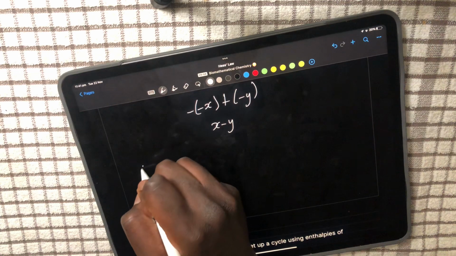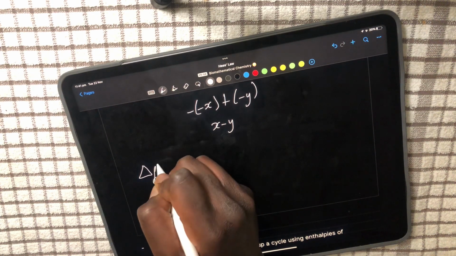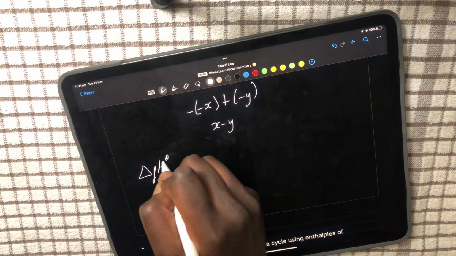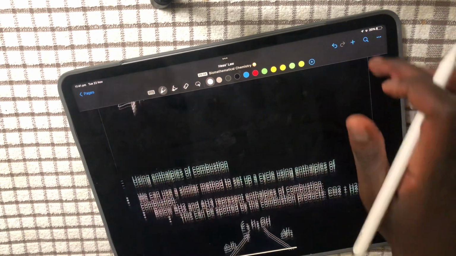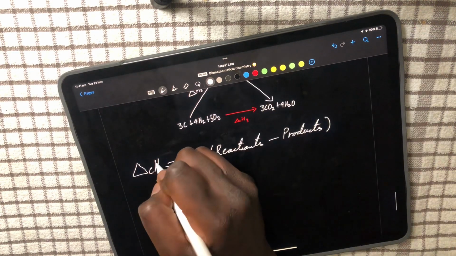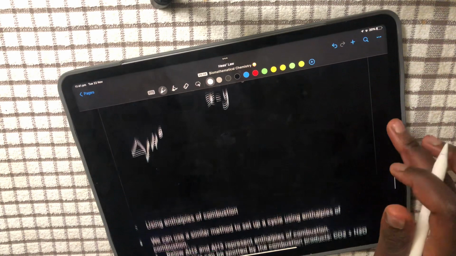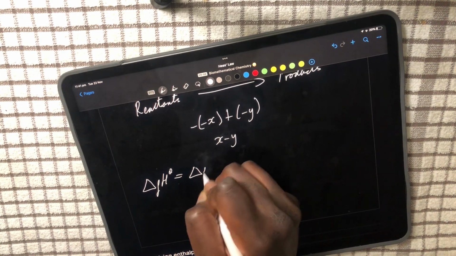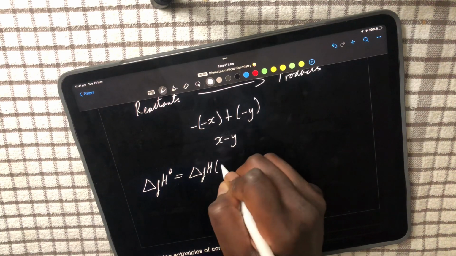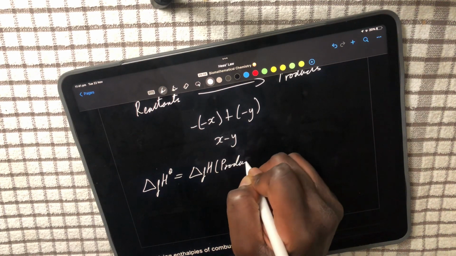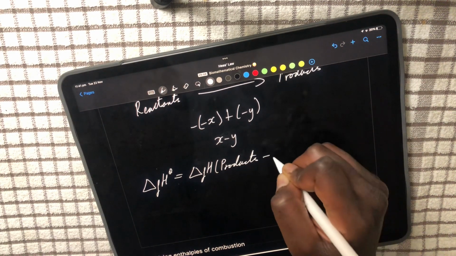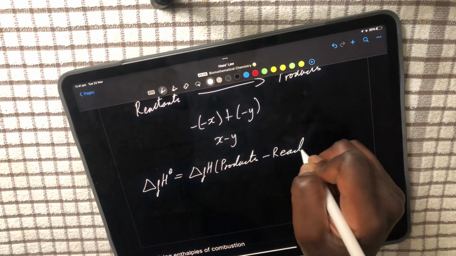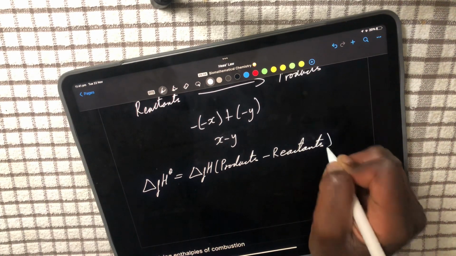Anyway, enthalpy of formation. I should have put the little feet here to show that it's under standard conditions. And that's enthalpy of formation of your products minus your reactants. Hopefully this video was helpful, and that's it.